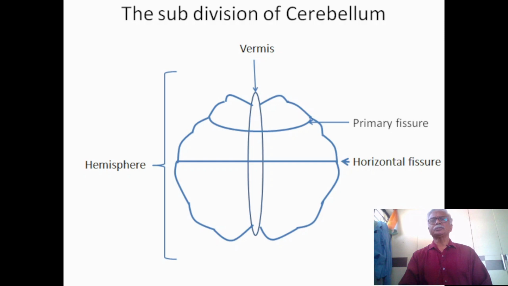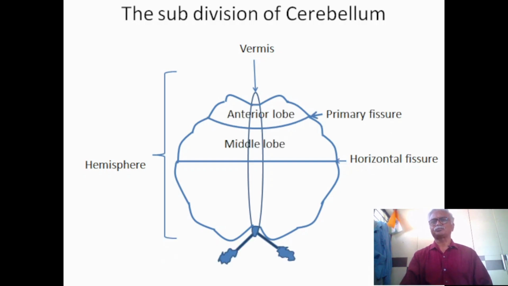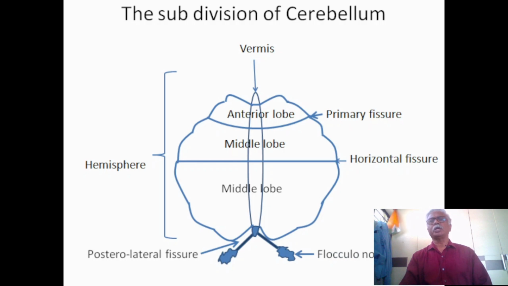On the superior surface, there is a primary fissure that divides the cerebellum into the anterior lobe and the middle lobe. On the inferior surface, there is another fissure called the posterolateral fissure that separates the middle lobe from the flocculonodular lobe.